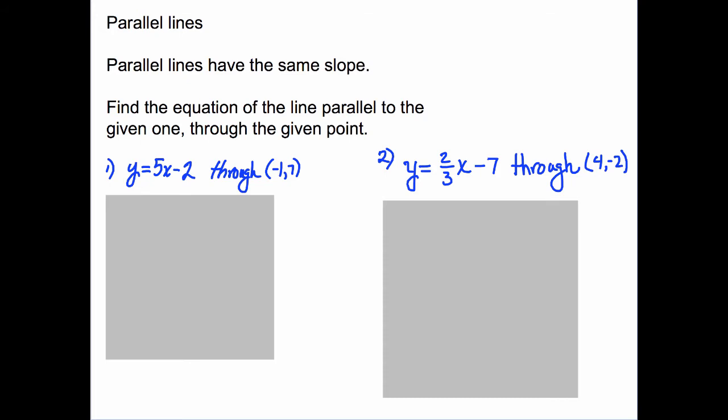Here are a couple of problems for you to try. In the first problem, you're given the equation y equals 5x minus 2, and you're asked to write the equation of a line parallel to that through the point negative 1, 7. And in the second one, you have y equals 2/3 x minus 7, and you need to find the equation of a line parallel to that through the point 4, negative 2. Please copy those problems into your journal. Stop the video while you do that and solve them. When you're finished, you can check your answers on the video.